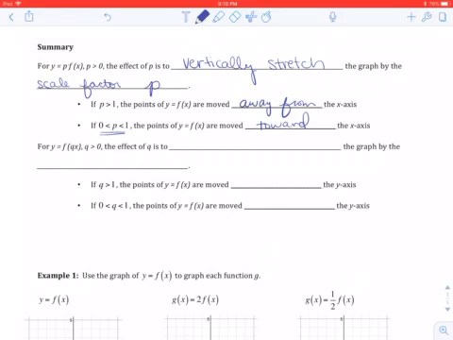Then if I look instead at this f of q times x, if q is positive, the effect is to horizontally stretch. Both of these we call stretches, right? That idea, it kind of looks stretched, you can see. It's stretched horizontally by a scale factor, and this one is the tricky one. Don't get too far ahead. The scale factor here is actually the reciprocal of q.